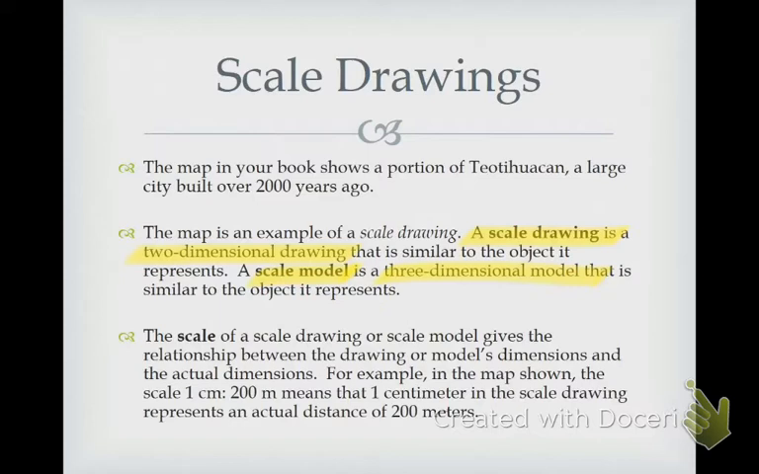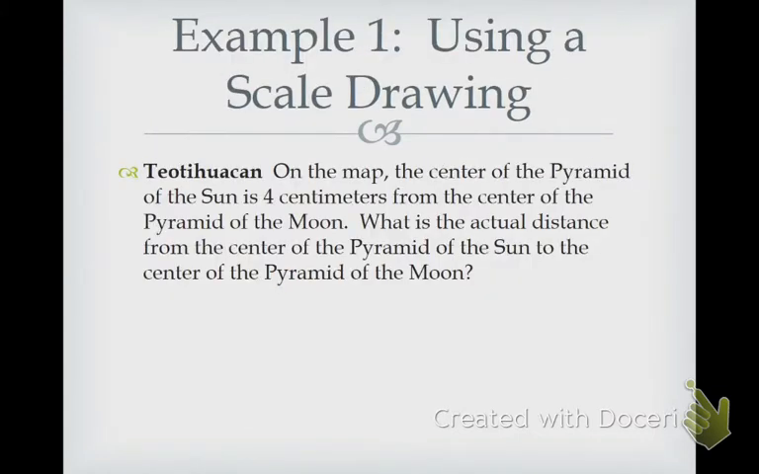And now here's the catch. The scale of the drawing is 1 centimeter for every 200 meters. So 1 teeny little centimeter on the map stands for 2 football fields at an actual distance. And here's the question. On the map, the Pyramid of the Sun is 4 centimeters from the center of the Pyramid of the Moon. What is the actual distance?